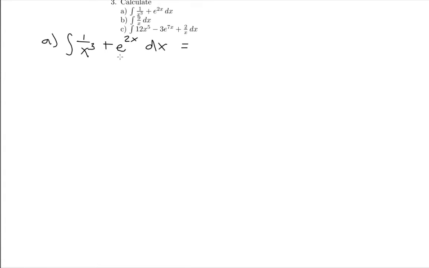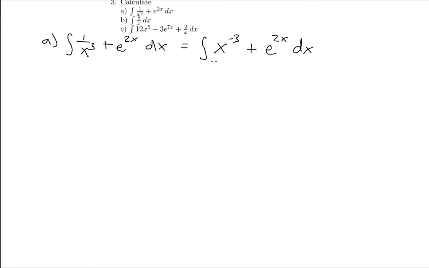And the first thing that I'm going to do is look at this first term, 1 over x cubed. I don't really have any formulas for something that looks like this, but what I can realize is that this is nothing more than just x to the power of negative 3. So I can rewrite it as x to the power of negative 3, because I do have a formula for something that looks like that. And then e to the power of 2x dx. So I've done nothing in this step except rewrite 1 over x to the power of 3.